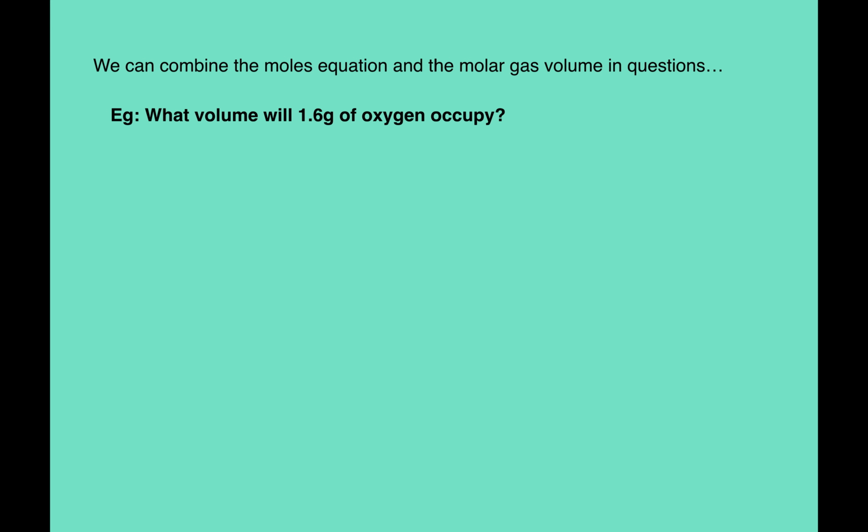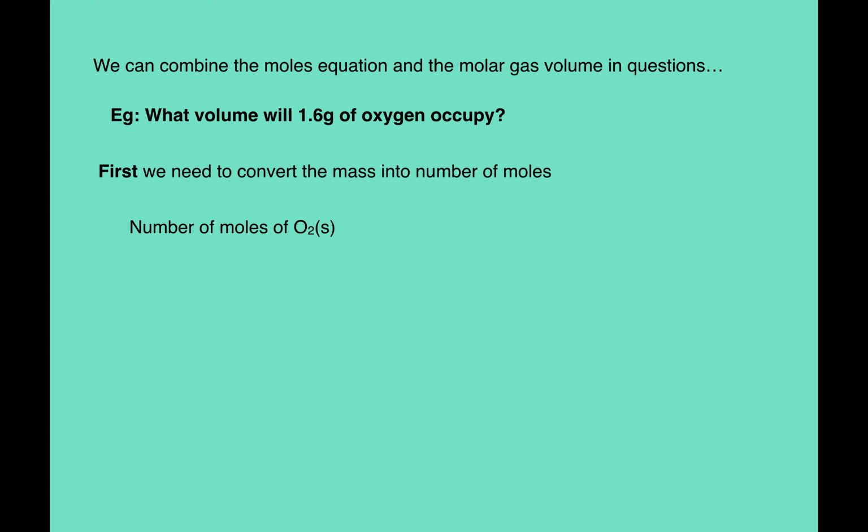And we can combine this equation, the molar gas volume equation, and the moles equation in questions in chemistry. So, what volume will 1.6 grams of oxygen occupy? Well, the first step is to convert this mass into a number of moles of oxygen. The number of moles of oxygen would be the mass divided by its molar mass. 1.6 is what we've got, and the molar mass of oxygen is 2 times 16, 32, which works out to be 0.05 moles.